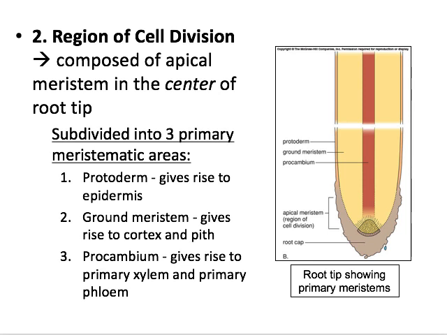Just inside of the root cap is our second part of the root, which is the region of cell division. This is composed of an apical meristem in the center of the root tip. And just like all meristems, this is divided into three regions that give rise to tissues as the root matures. We're going to find the protoderm, which gives rise to the epidermis, the ground meristem, which gives rise to the cortex and pith regions, and the procambium, which gives rise to the primary xylem and the primary phloem.